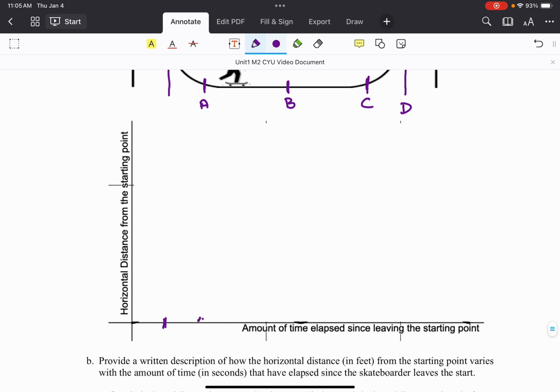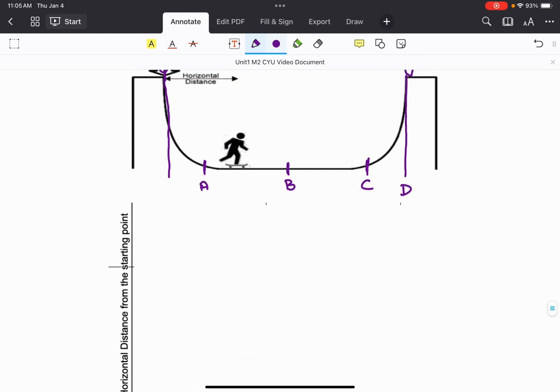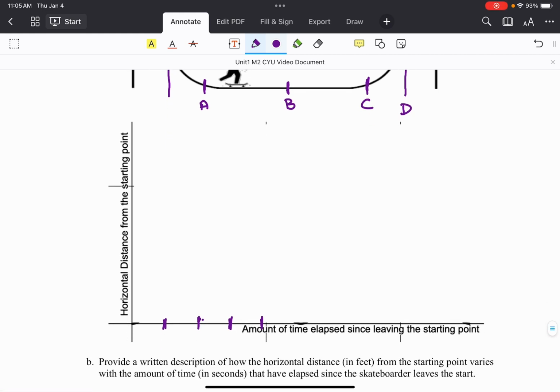A, B, C, D all took equal amounts of time. But initially, my horizontal distance isn't increasing very much. Now, for each little bit of second that goes by, his horizontal distance is going up a little more as we reach the bottom of the thing. So we are going to have a slight curve, where my horizontal distance is going to be changing by a little more as each second goes by.